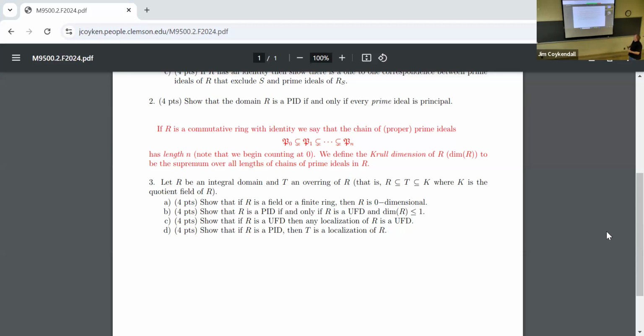So let R be an integral domain and T an overring of R. There's always a mistake in here, and I'll tell you what the mistake is here.